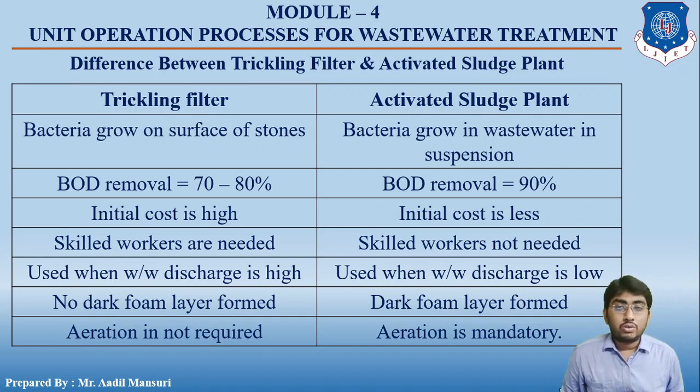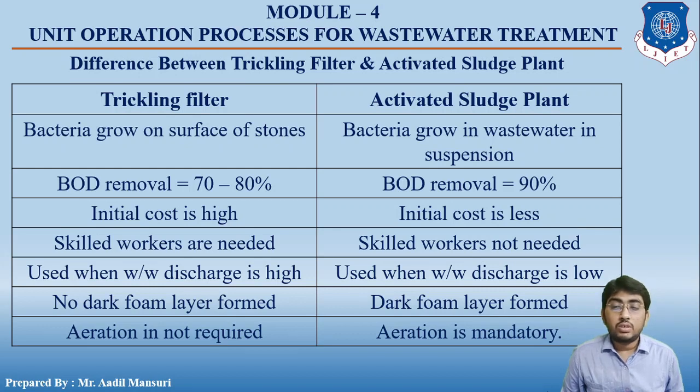The initial cost of trickling filter is high, whereas the initial cost of activated sludge plant is low. Skilled workers are not needed in case of trickling filter, whereas skilled workers are needed in activated sludge plant.